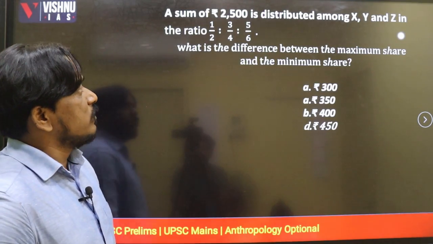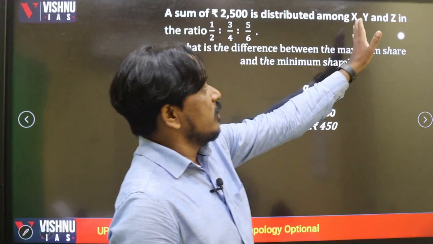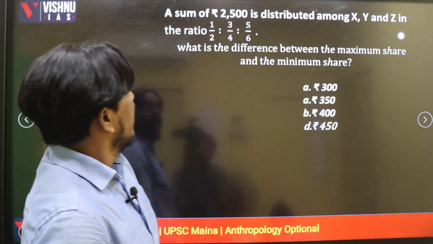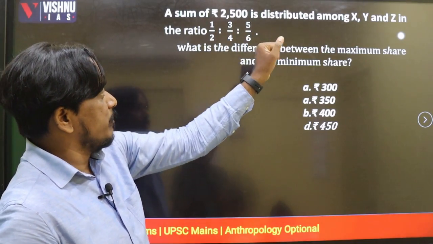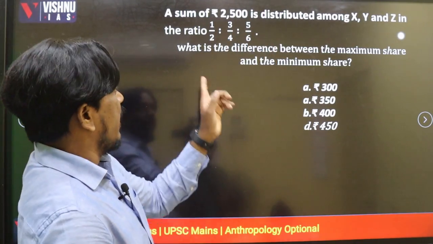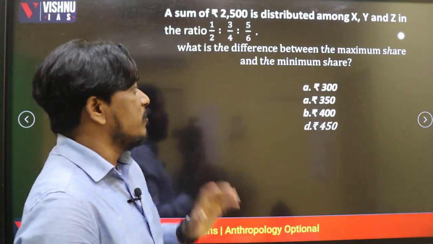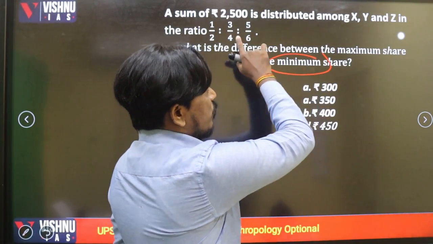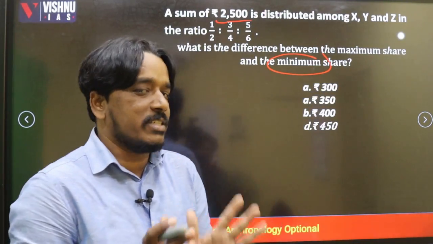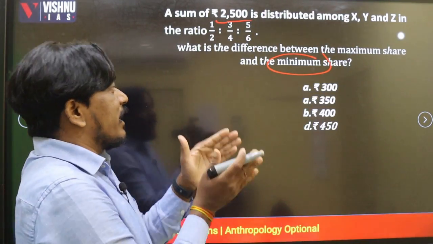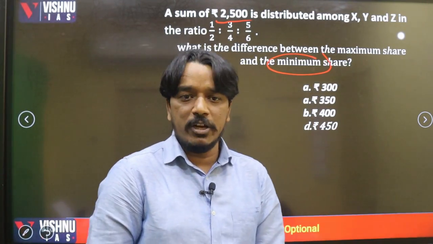Now, a sum of 2500 is distributed among x, y, z in the ratio given directly here: 1/2, 3/4 and 5/6. And what is the difference between the maximum share and minimum share? If you distribute the total amount 2500 to these three people x, y, z, who is getting the minimum and who is getting the maximum, we have to find the difference between the maximum and minimum share.